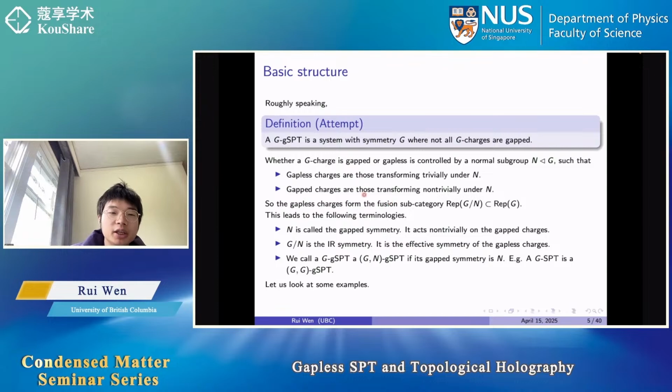So in other words, all the gapless charges form the fusion subcategory Rep(G/N). So these are basically the charges of G such that N acts trivially, right? So they form a fusion subcategory. So this leads to the following terminologies.